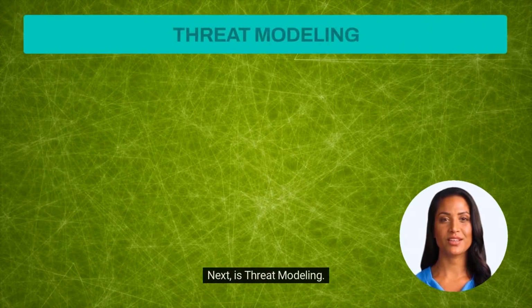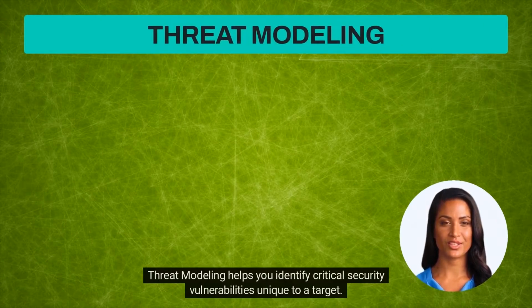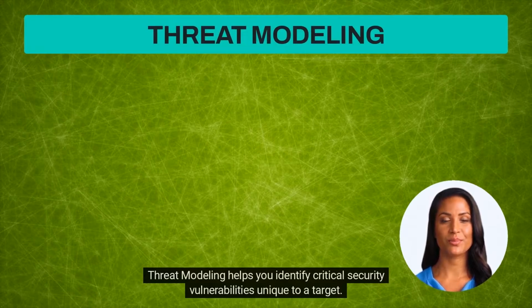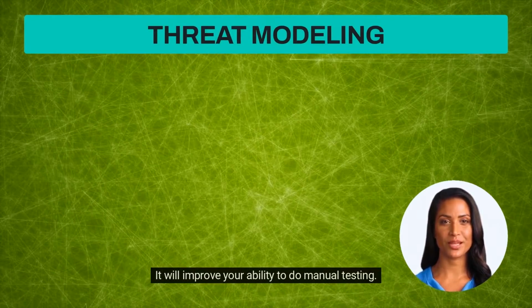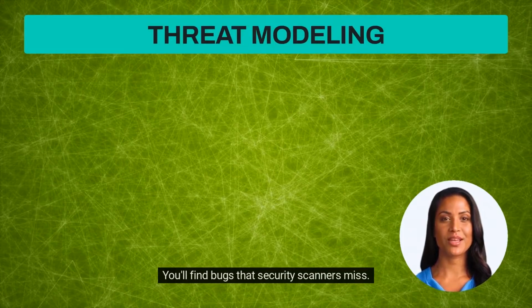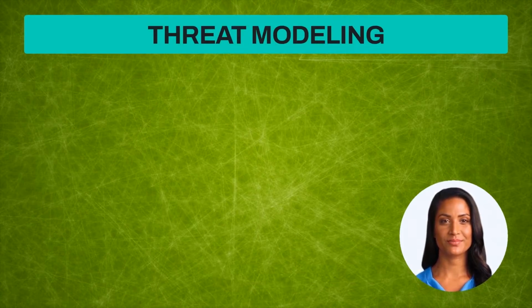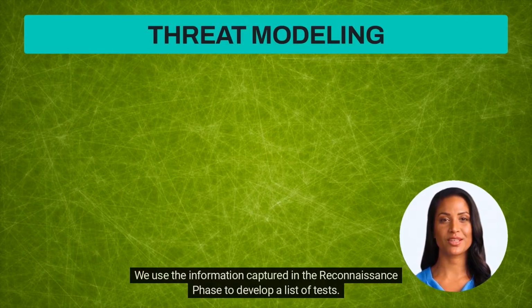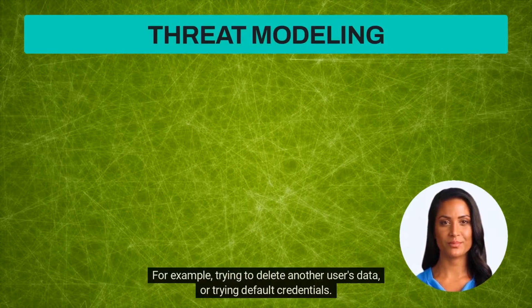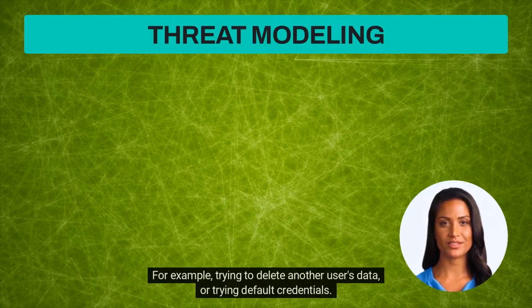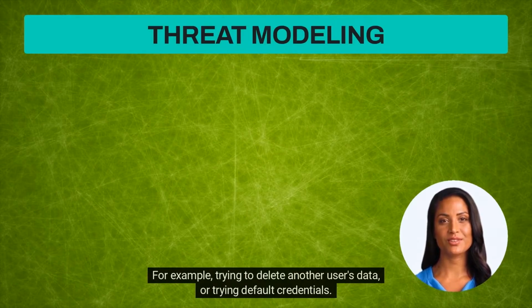Next is threat modeling. Threat modeling helps you identify critical security vulnerabilities unique to a target. It will improve your ability to do manual testing. You'll find bugs that security scanners miss. We use the information captured in the reconnaissance phase to develop a list of tests. For example, trying to delete another user's data or trying default credentials.